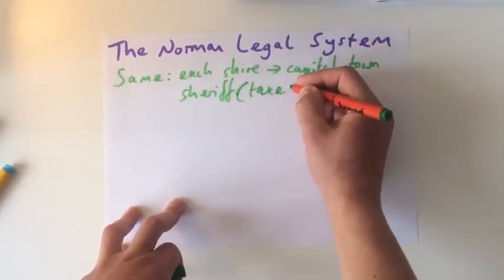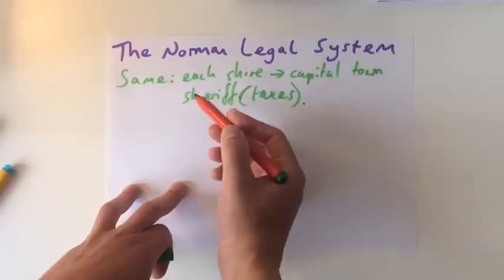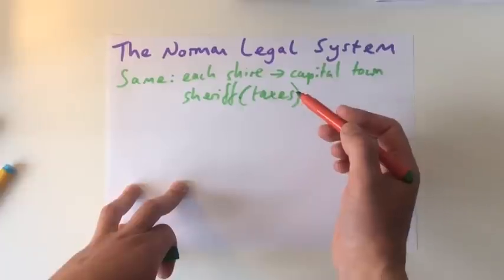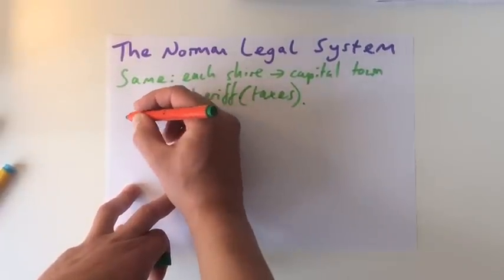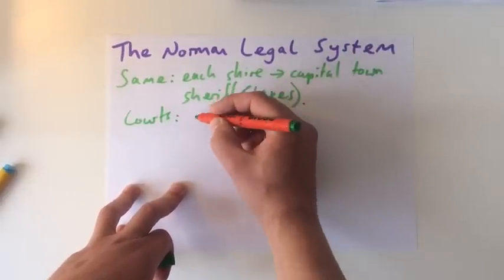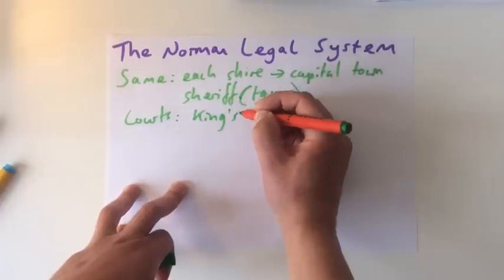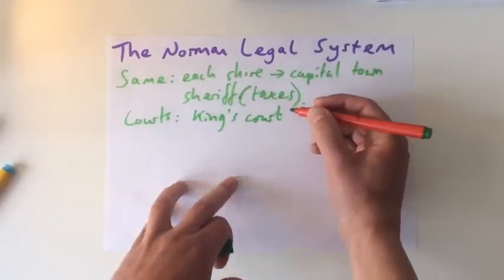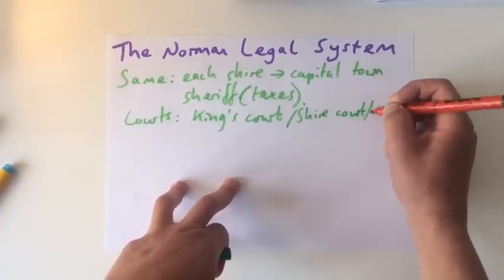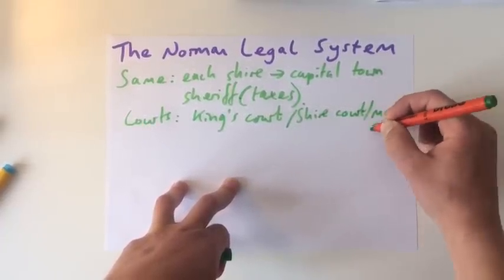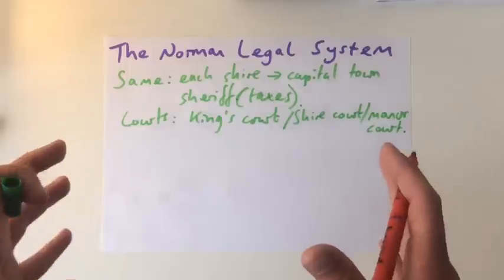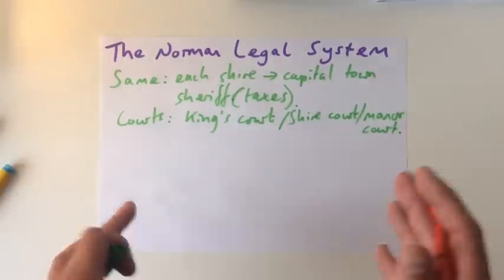So he collects taxes. As you can see, the basic structure of an area with a capital town and a sheriff who collects the taxes and sends them to the king does not change. What also doesn't really change is the actual courts of law where decisions are made. Essentially, a very serious case can go to the King's Court. But for less serious cases, you'd have the Shire Courts for the Shire area, all the way down to the Manor Court, which would be where small disputes within almost like an individual village would be resolved.